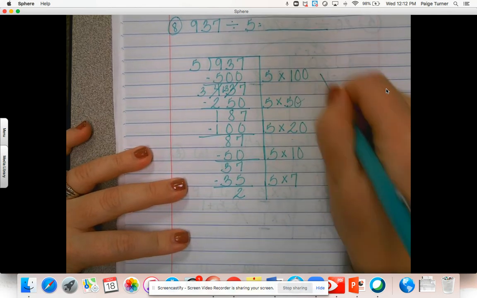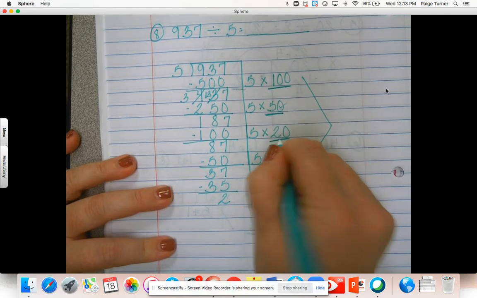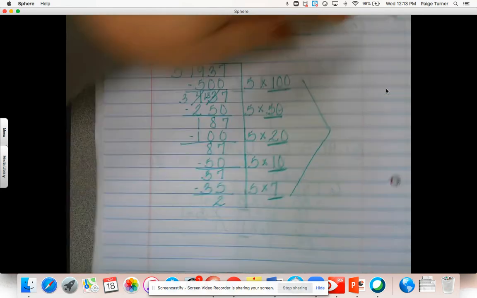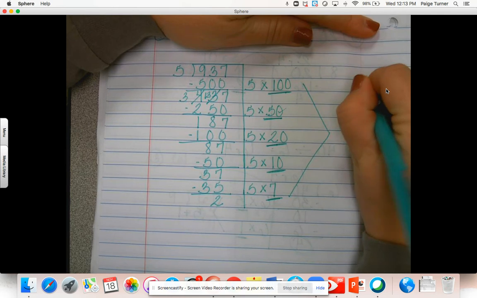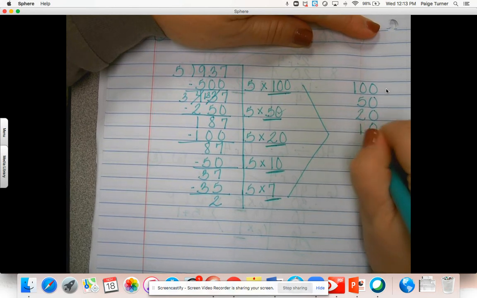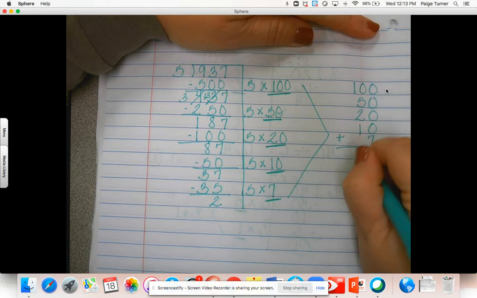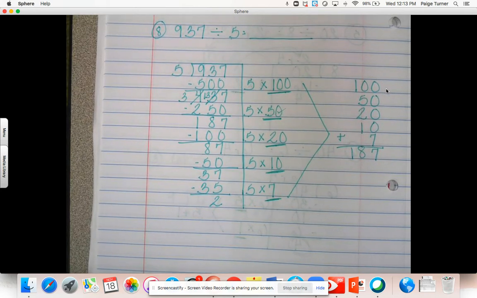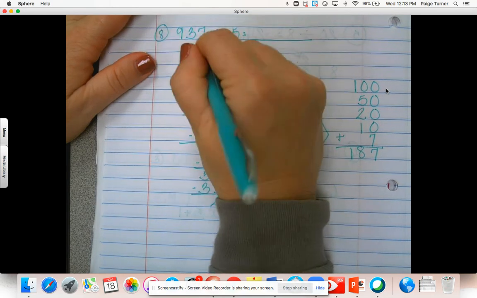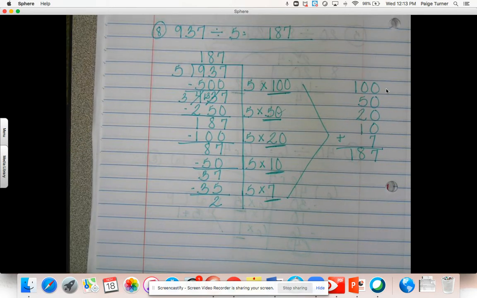So all of these numbers here, these are your partial quotients: 100, 50, 20, 10, and 7. I'm sure many of you can add those numbers in your head, but if you can't, all you have to do is come over here and write it down. 100 plus 50 plus 20 plus 10 plus 7, and that will give us 187. So those numbers we underlined here, those are your partial quotients. Those are the numbers you're going to add together. That's 187. So that's your quotient. That's your final answer, 187.